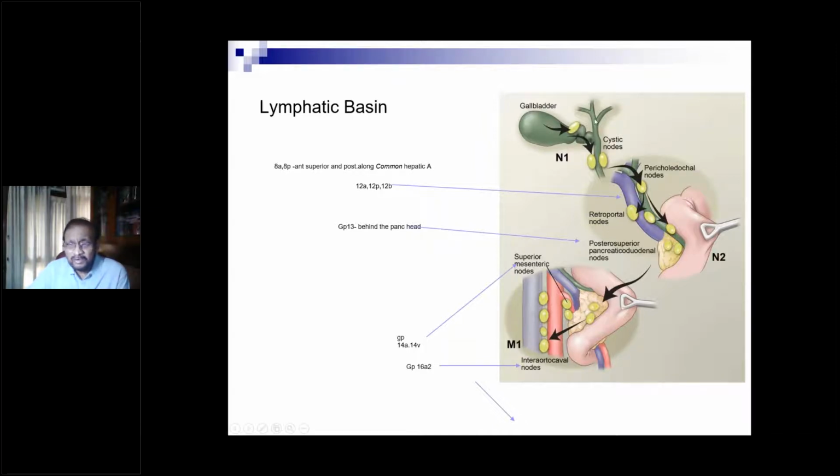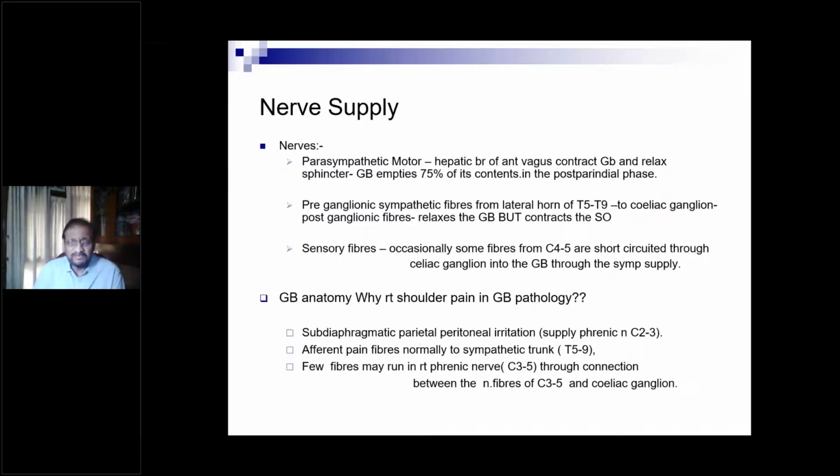Second, cystic node, from here hilar or peridocal. From the peridocal comes to the retroportal, posterior pancreaticoduodenal, interaortocaval, and from here itself, from the peridocal, it goes to the cilia group of lymph nodes. So just remember this lymph node spread, which is very, very important.